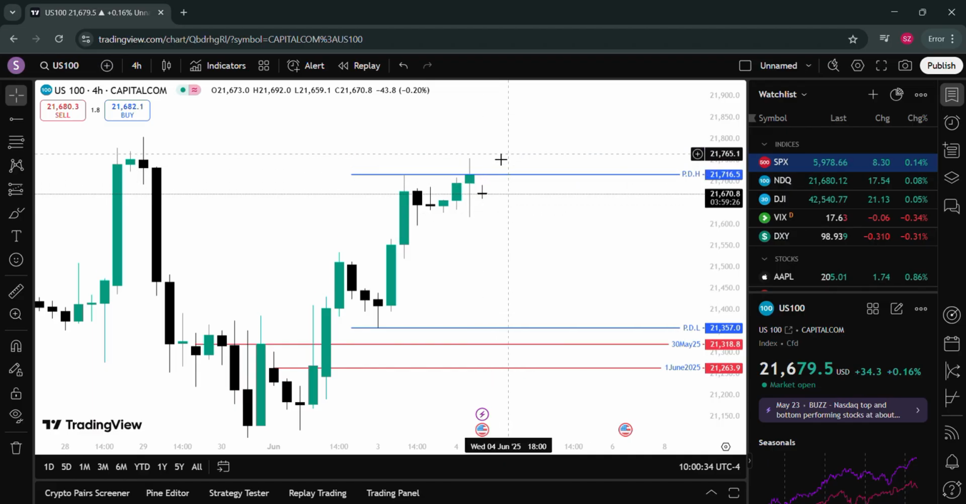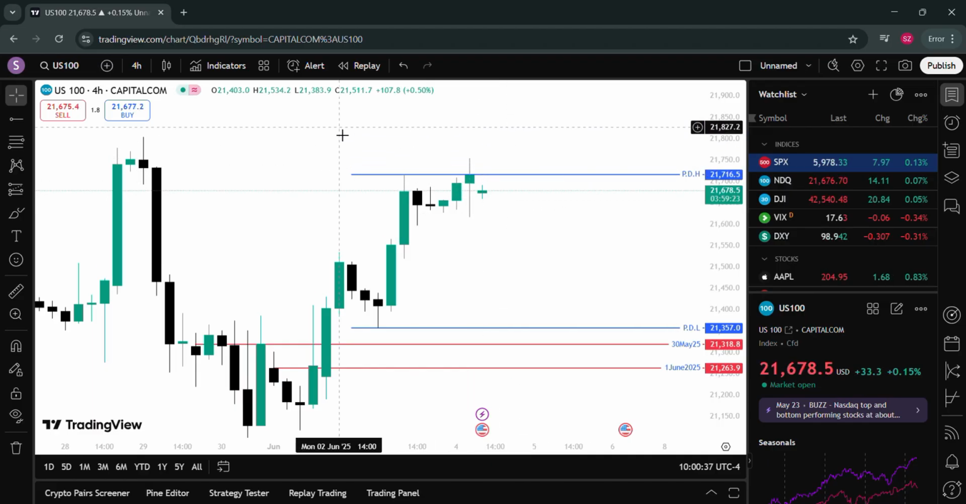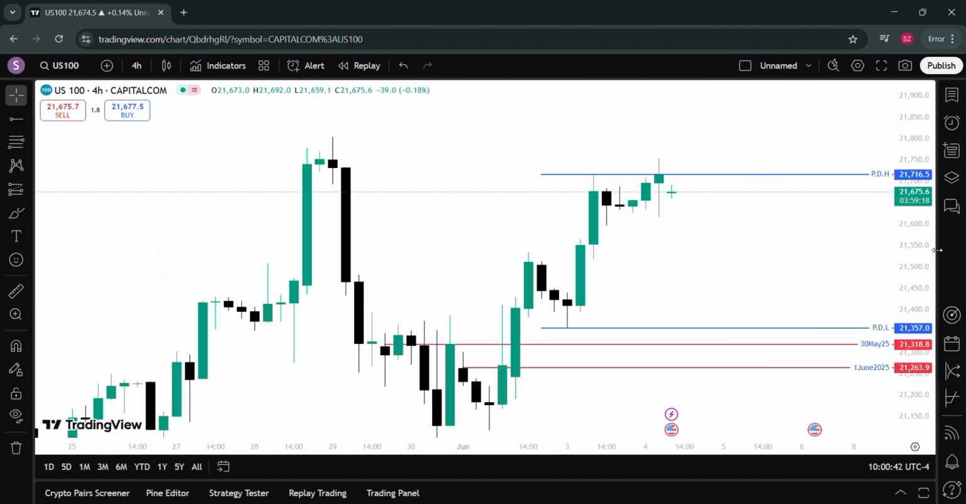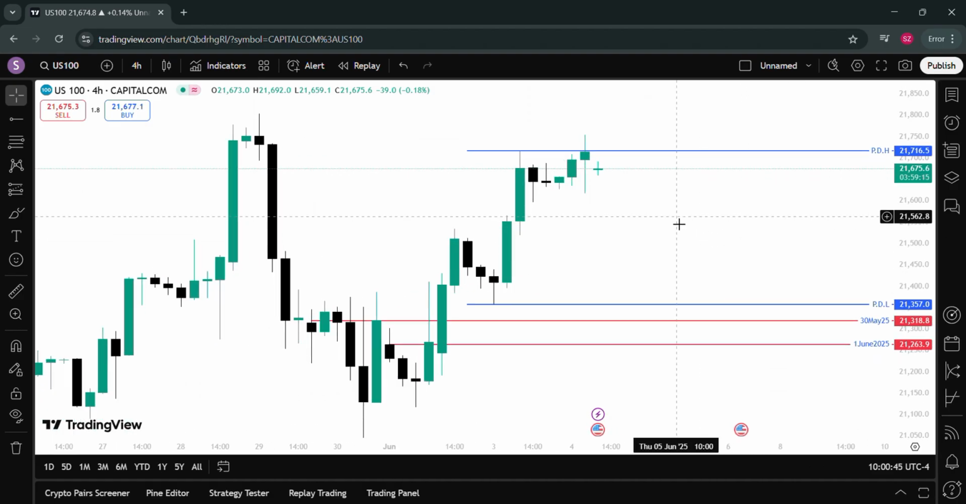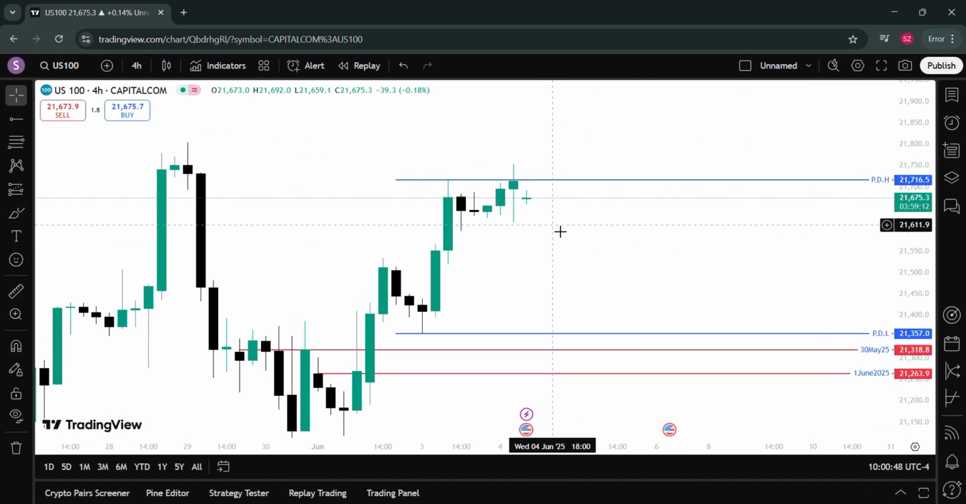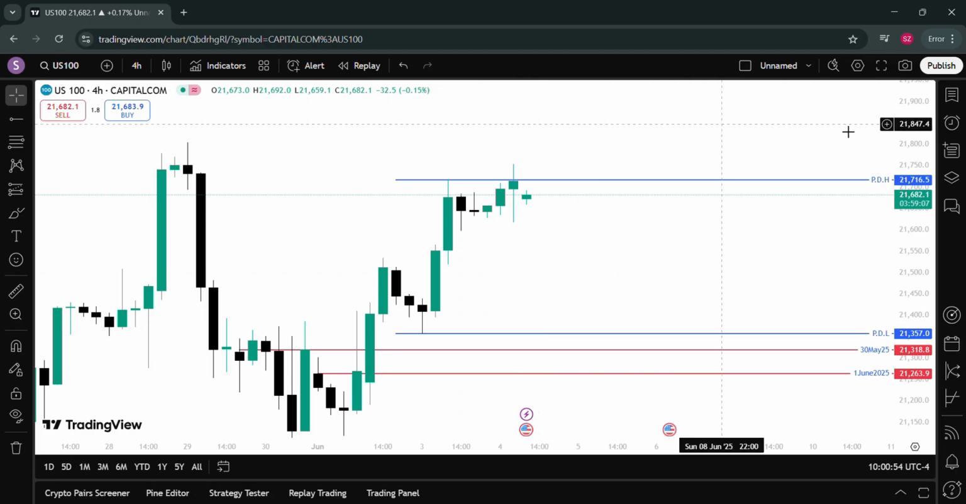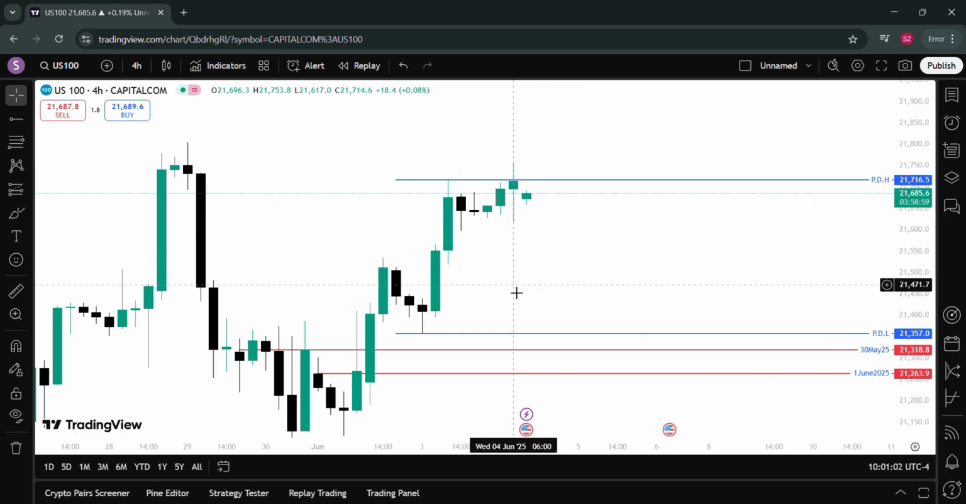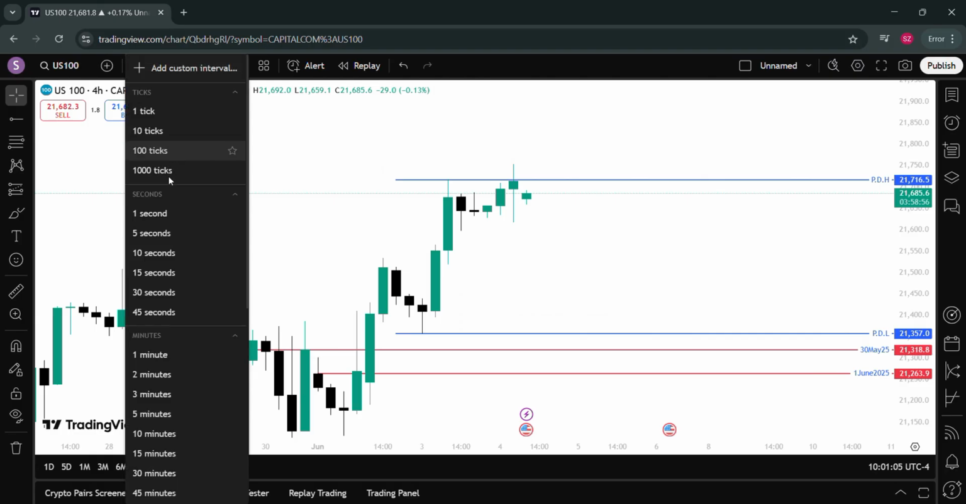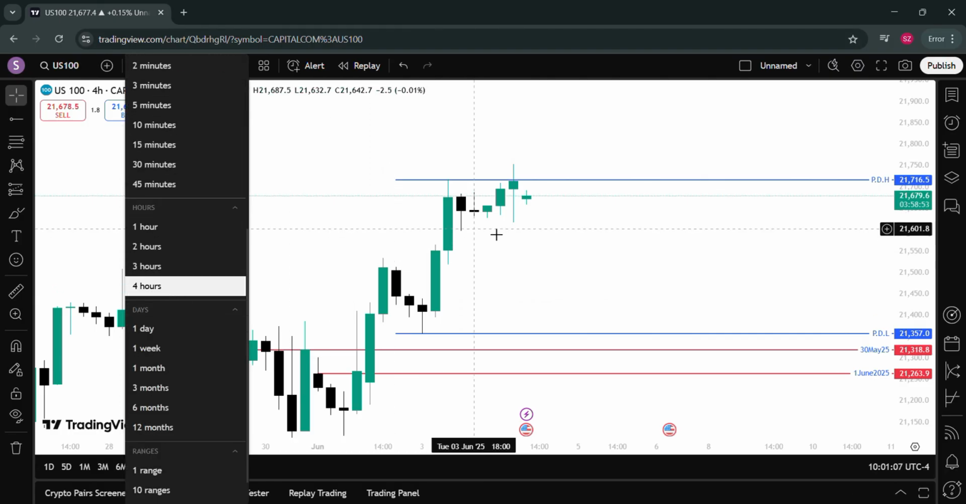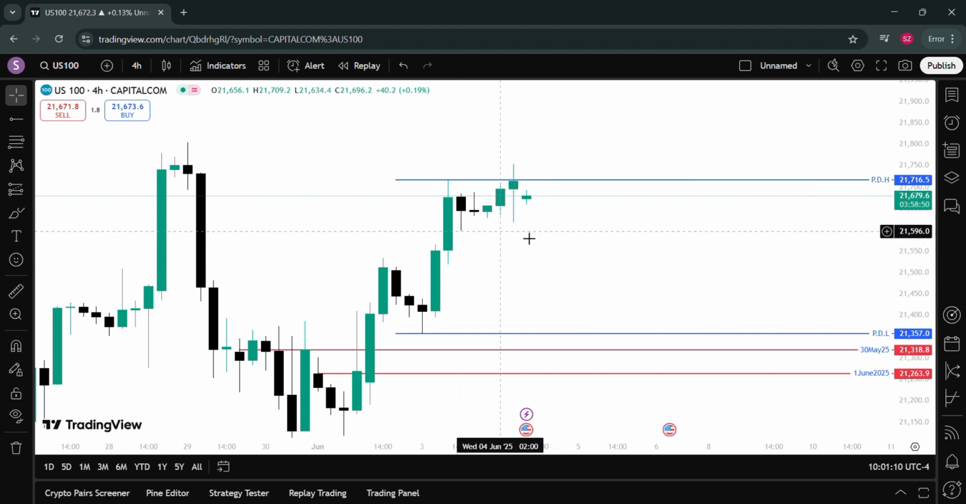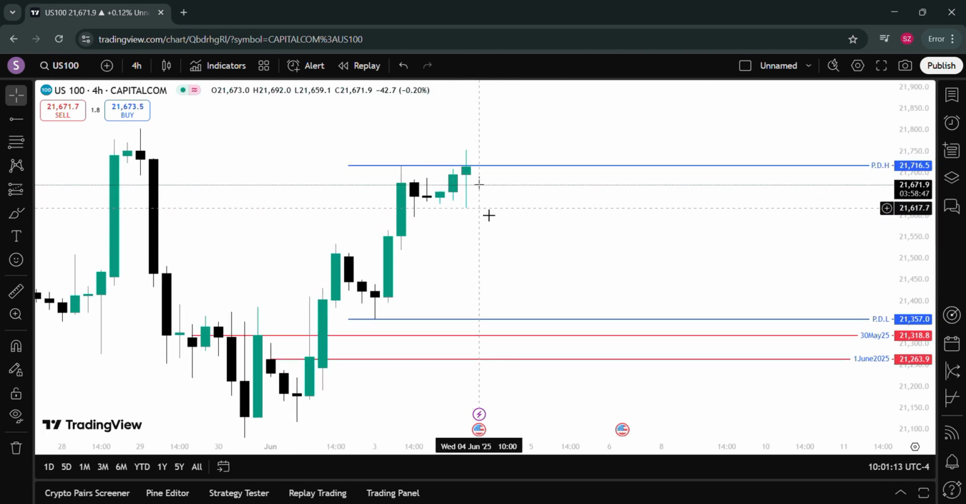Price mostly seeks liquidity, even if the news comes out bearish or bullish. The news does affect the markets, but mainly price seeks liquidity. You just have to wait it out. Be patient. This is the 4-hour candle, and we're gonna wait. The news has come out.